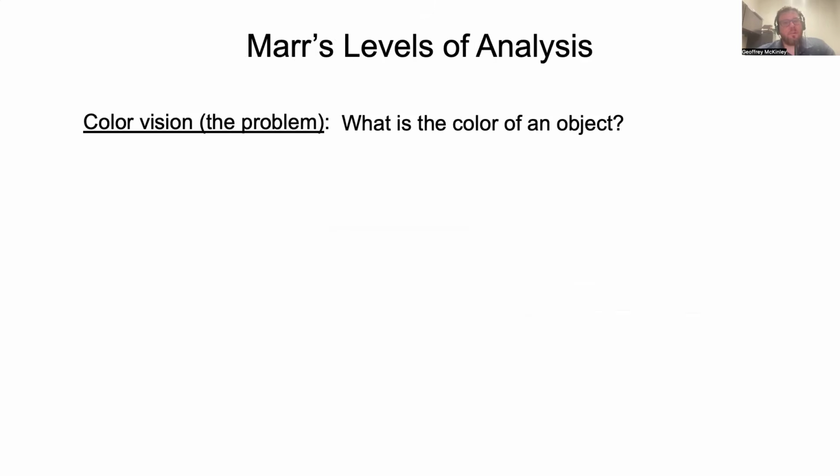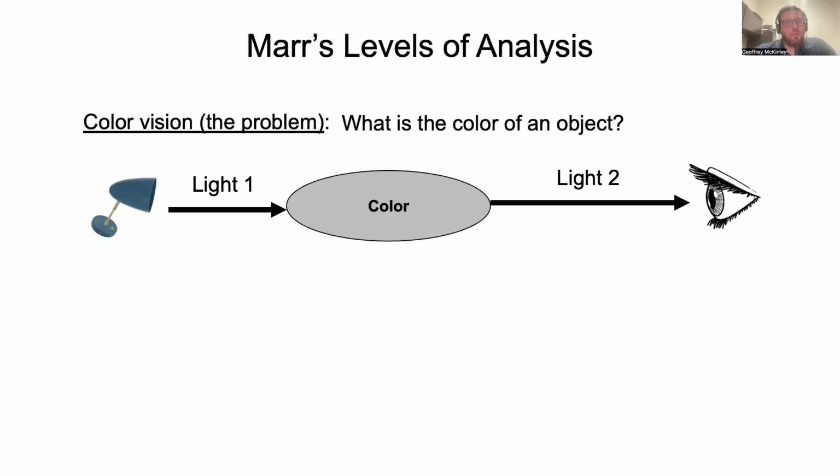In this example, we want to figure out the color, or the reflectance, of the object that we're looking at. This right here is an object, the gray circle. It's an object that has some color, and we want to figure out what the color of that object is. So we see the color that is coming from the object, light two. We see this light two here.